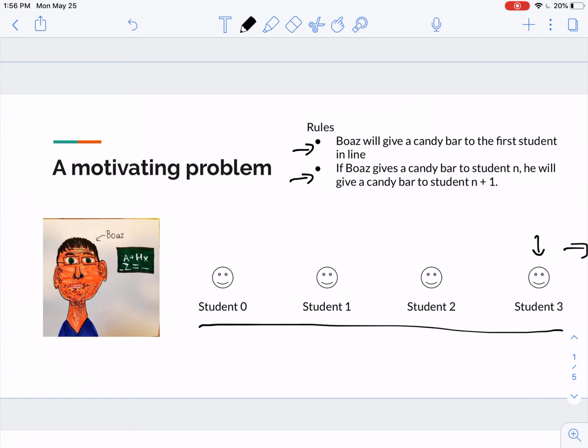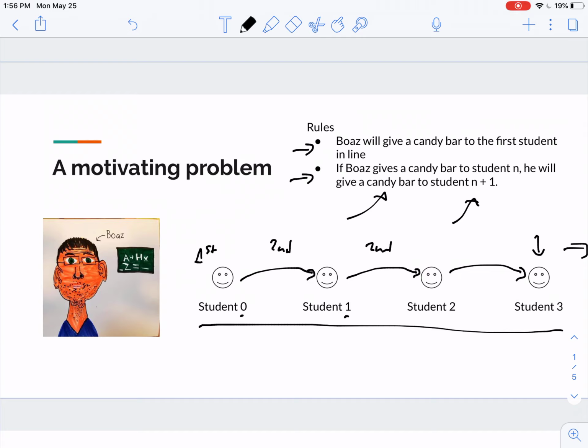Well, we know by the first rule that this student is going to get a candy bar because this is the first student in line. And then by the second rule, since the 0th student got a candy bar, the 1st student will also get a candy bar, right? That's what this rule says. If student n gets a candy bar, student n plus 1 also gets a candy bar. And then by the second rule again, we know that the second student will get a candy bar, since we also know that the first student will get a candy bar. And since we know student 2 will get a candy bar, by this rule that means that student 3 will also get a candy bar. And so student 3 will get a candy bar. I think this gives a concrete example of why every student will get a candy bar, right?